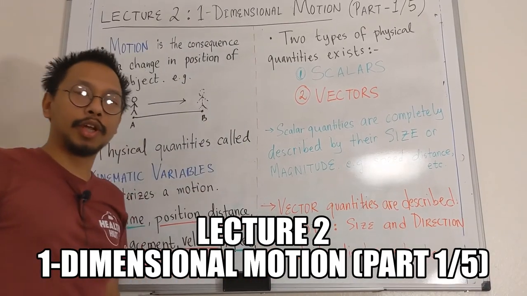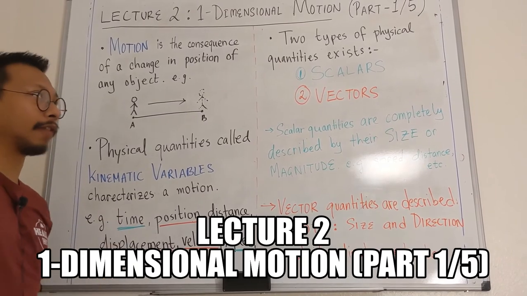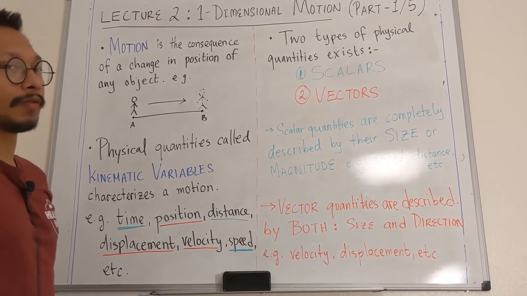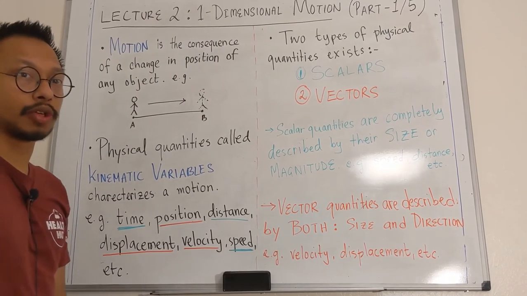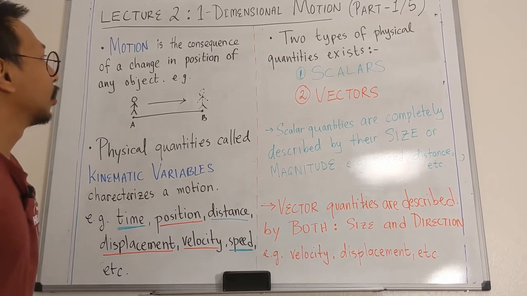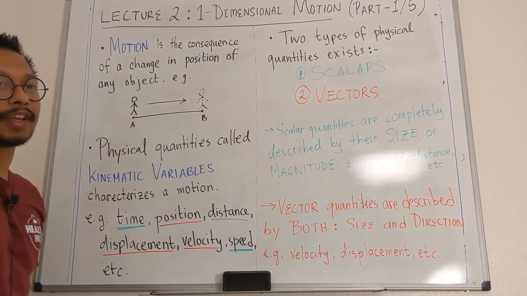Hi, today we are going to talk about one-dimensional motion. So this is the first lecture of 5 lectures, and all these 5 lectures should cover almost everything about one-dimensional motion at a very simple level. So motion is defined as the consequence of any change in position.